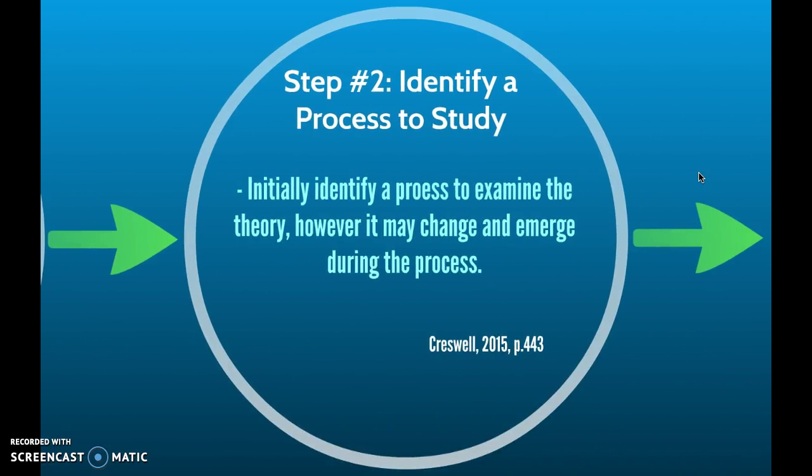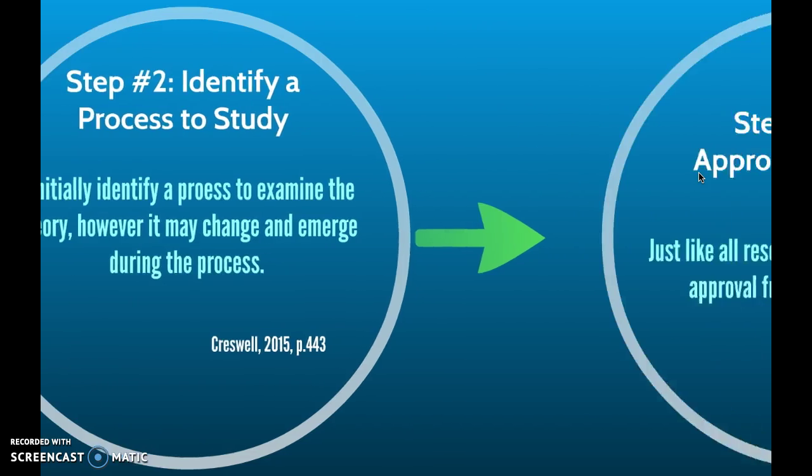The second step is identifying a process to study. So initially identify a process to examine the theory, but it can change and emerge during the process. So if you're having a preset set of what you're expecting, you can be prepared to change that to make sure that your study is reflecting as you learn from your data collection.